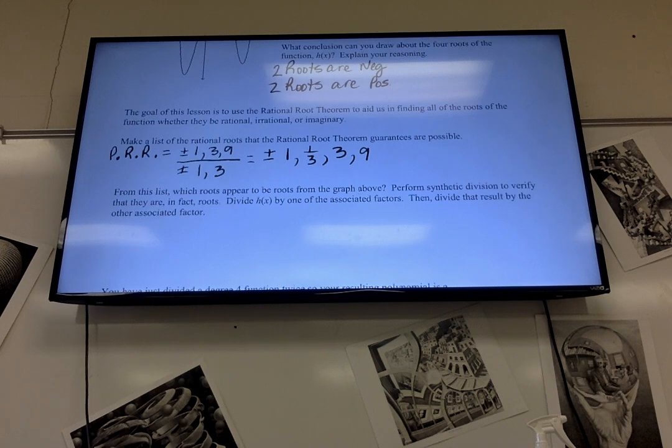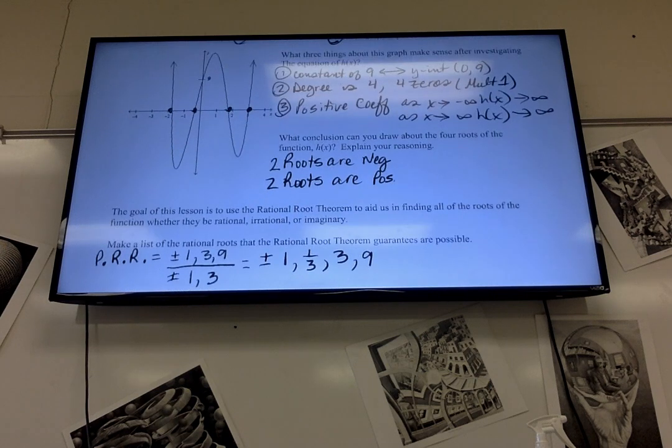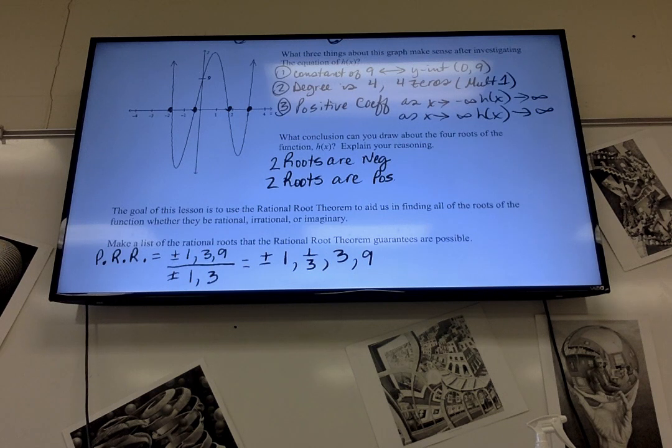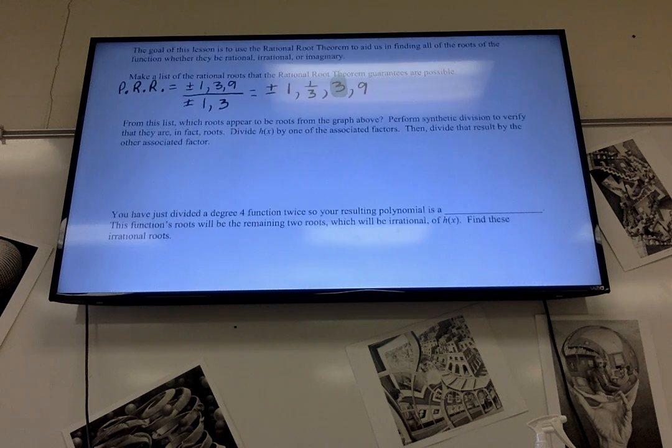So from this list, which roots appear to be roots from the graph above? Positive 3. Positive 3, okay, I'm going to highlight it. Positive 3. And any others? Negative 1/3. Oh, I guess I should have written that down. So I'm going to put highly possible rational roots are positive 3 and negative 1/3.